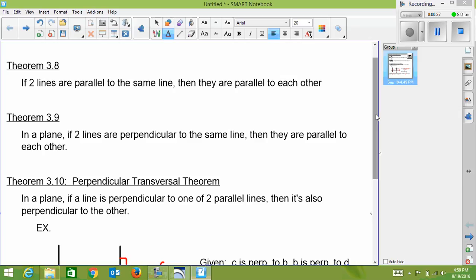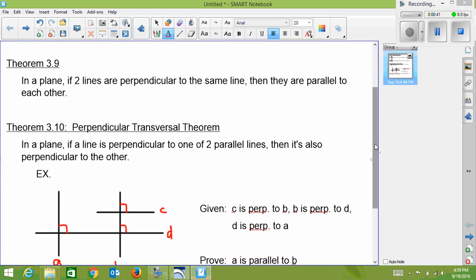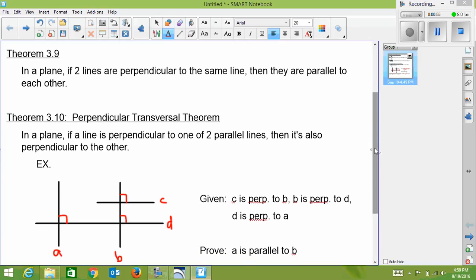For example, here I have a drawing. So let's just do this one. Theorem 3.10 says in a plane, if a line is perpendicular to one of two parallel lines. So in other words, this line right here, which is line B, if it's perpendicular to line C, then it is also perpendicular to D, because these two are parallel. It's perpendicular to both, and you can see that in the drawing.